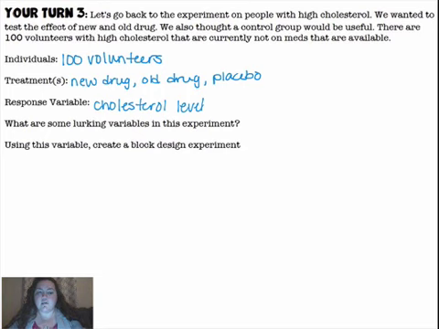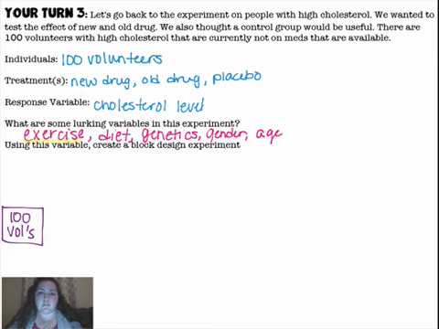And then some of the lurking variables in this experiment could be the amount of exercise that they're getting, the diet that they're on, their genetics, their gender, their age. Those are some examples of what might be lurking and kind of changing the outlook of the response variable. So I'm going to use one of these variables to block my design. And I'm going to go ahead and use exercise because exercise has different levels.